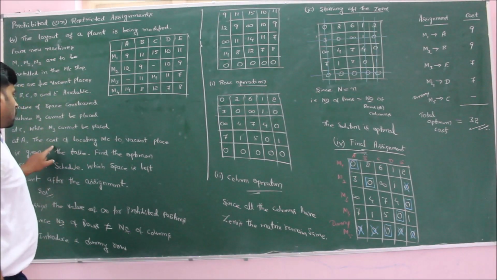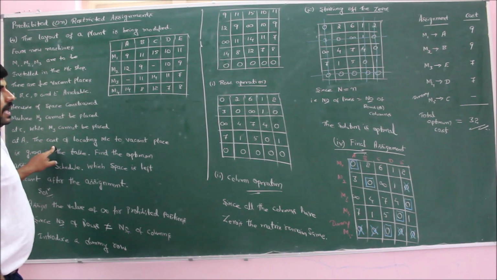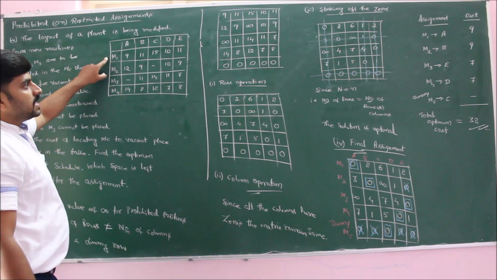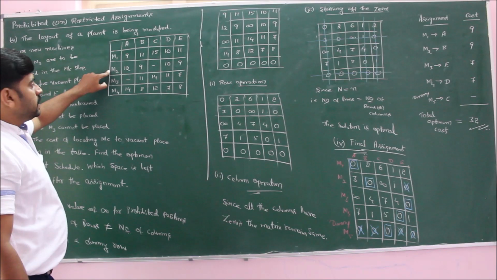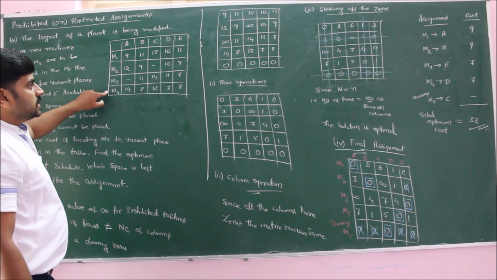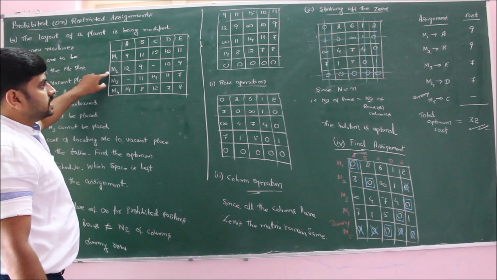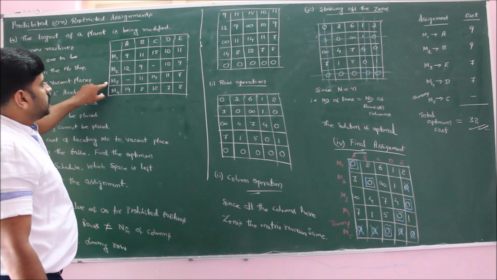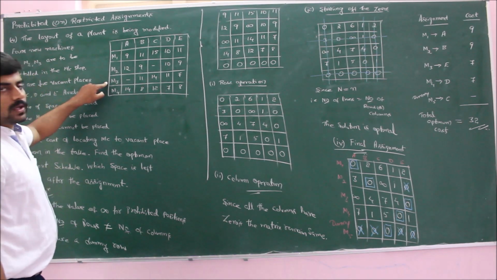32 is the total optimum cost for locating these machines, and we have assigned the machine positions as machine 1 for space A, machine 2 for space B, machine 3 for space E, and machine 4 for space D. As per the restriction, we have not assigned machine 2 to C and machine 3 to A. The assignment is also correct.